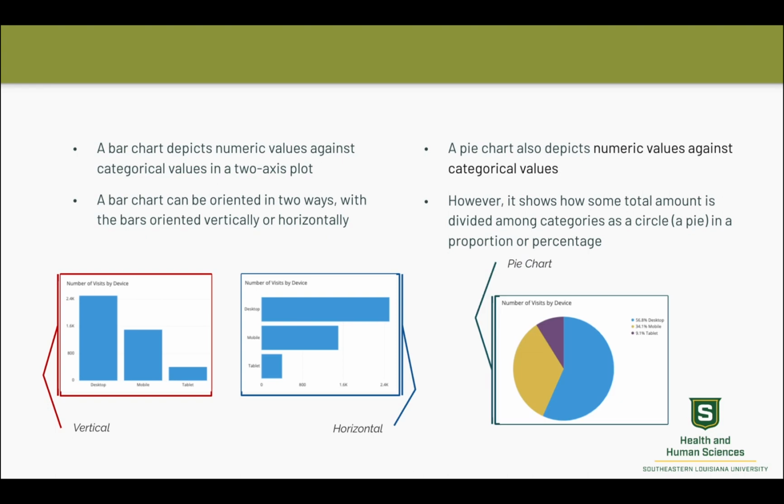So you can see the same information that we have in the bar chart, we've represented it in a pie chart, and this is how that information looks compared to a bar chart.